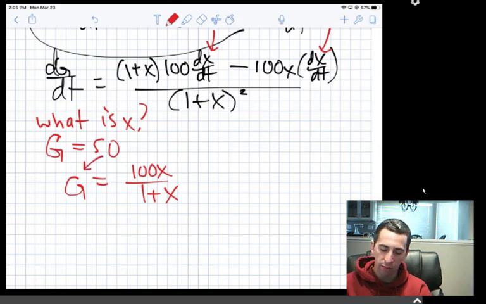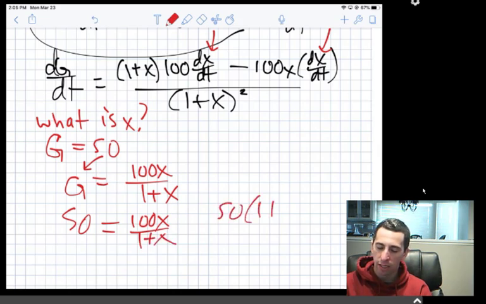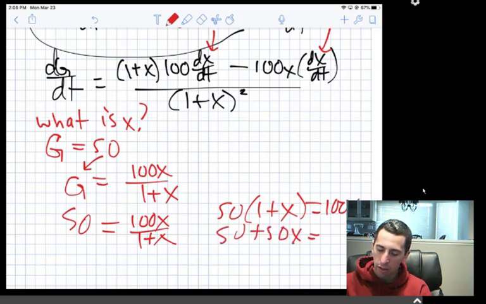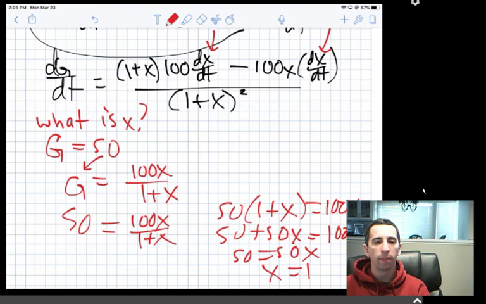So we're going to take that 50 and plug it in. So we get 50 is 100x over 1 plus x. We'll cross multiply. 50 times 1 plus x equals 100x. So we'll get 50 plus 50x equals 100x. So 50 equals 50x. So my x value is equal to 1. So that's where you'll plug back in here for your x.